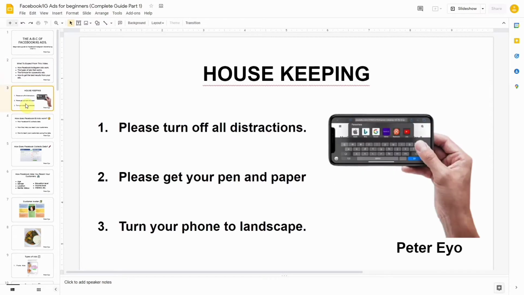So, housekeeping: turn off all distractions so that you can really get value from this video. Please get your pen and paper. You might want to write down ideas. And also please turn your phone to landscape mode so that you can see my slides.